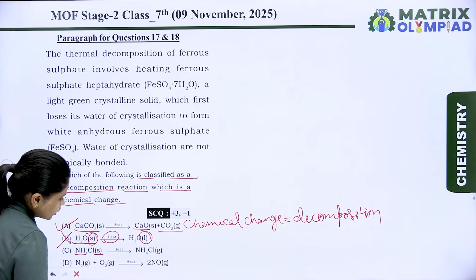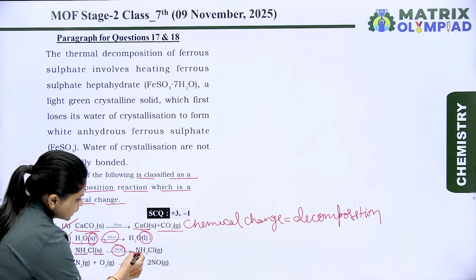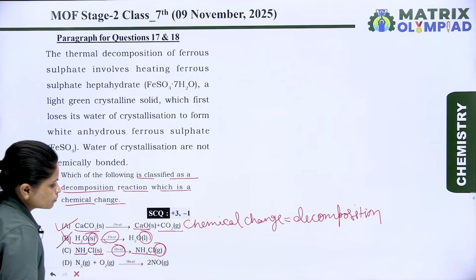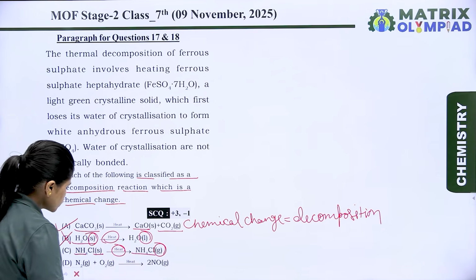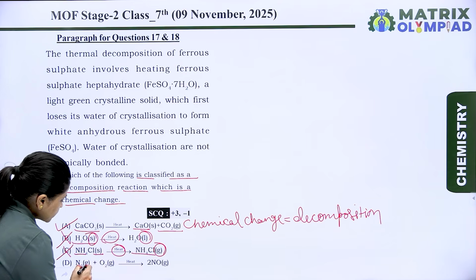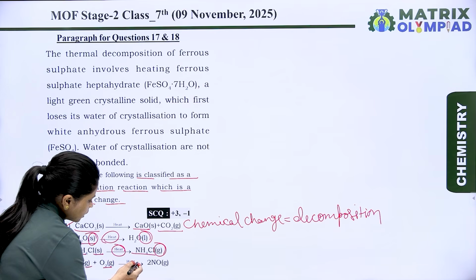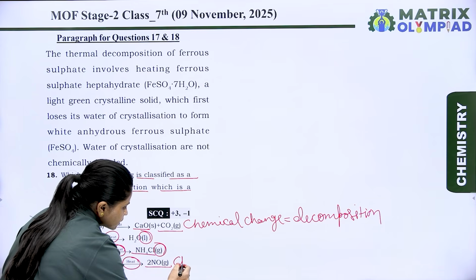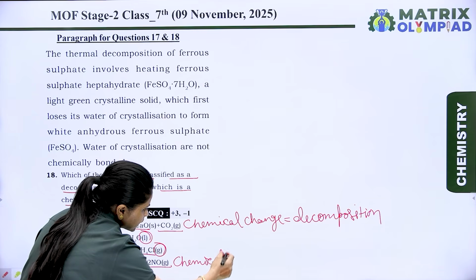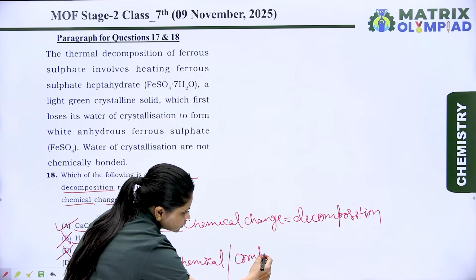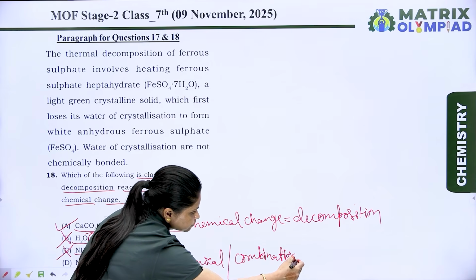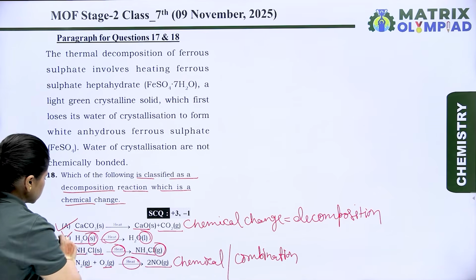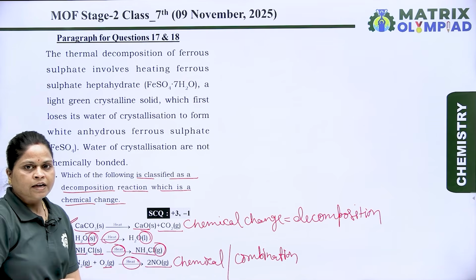NH4Cl is solid in form and after heating it gives its gaseous form. This is sublimation and a physical change. So it is again wrong. Nitrogen and oxygen in the presence of heat give 2NO. This is a chemical change but a combination reaction. So according to the question, this is not the answer. So the answer will be option A.